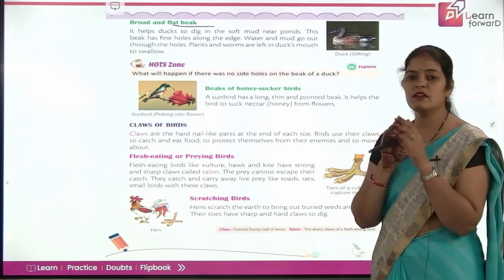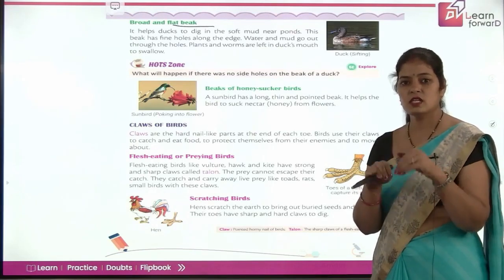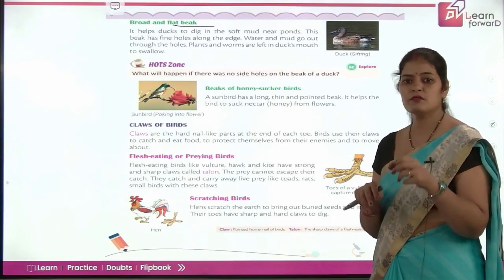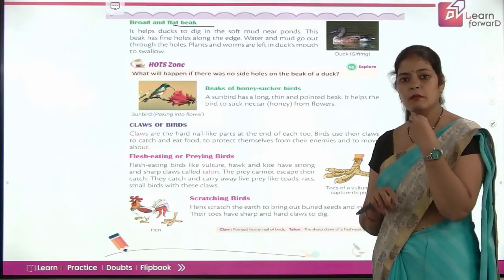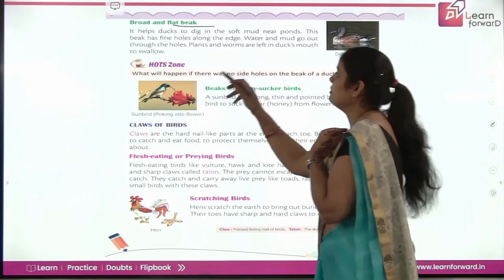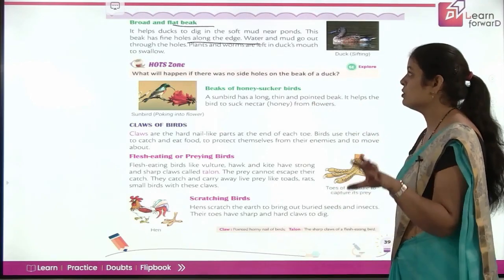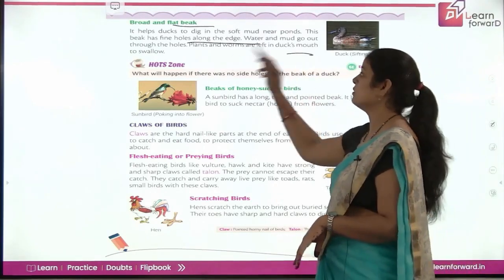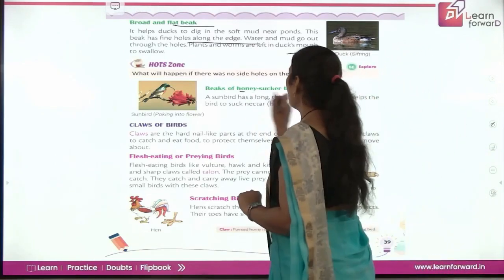Whenever the duck feeds on such mud, it is just digging the mud. Whenever it finds any insect or food item there, it remains in the mouth, and the mud comes out from the holes on the side. So this beak has fine holes along the edges. Water and mud go out through the holes. Plants and worms are left in the duck's mouth to swallow.